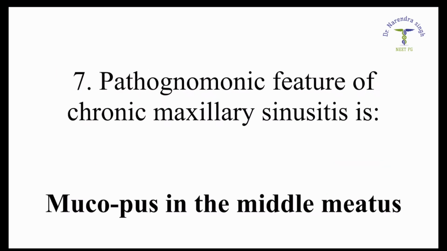Question number 4, which says the pathognomonic feature of chronic maxillary sinusitis is mucopus in the middle meatus. If we go for a diagnostic nasal endoscopy and we find mucopus in the middle meatus, then that will be the pathognomonic feature of chronic maxillary sinusitis, because that's the drainage area of the sinus.